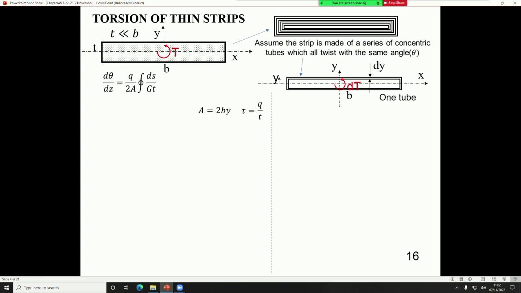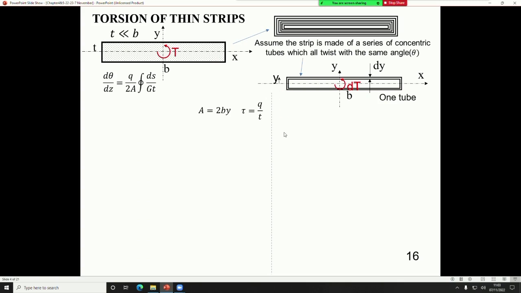Now, say we don't make any approximations. Then in that case, ds, starting from this point and ending up at the same point, is equal to b plus b plus this distance. Are you happy with that? Do you agree this is even less than t? So when we are calculating ds, we just write it as 2b. We ignore the 2y in the equation.